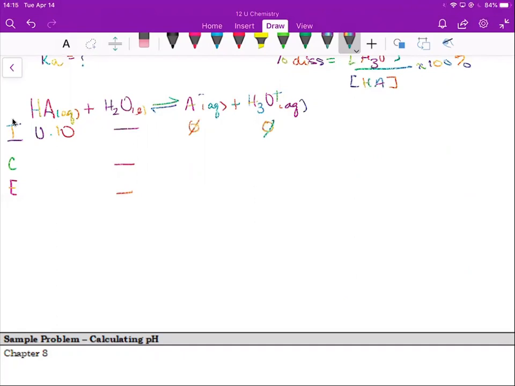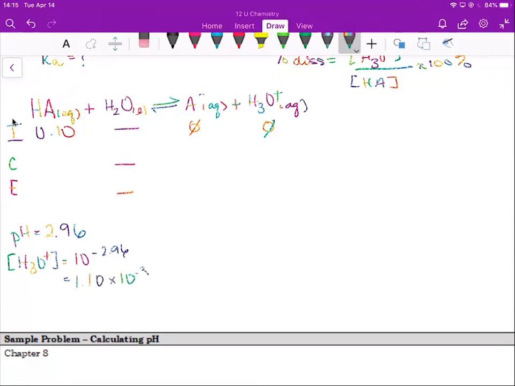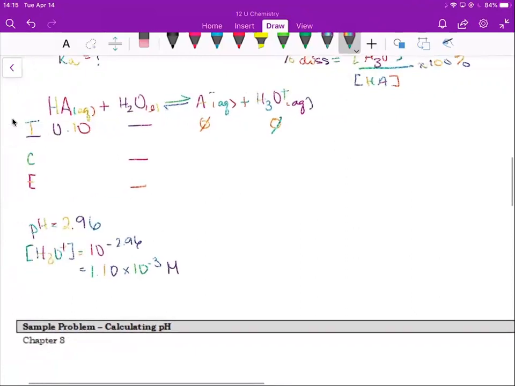Now, there was a piece of information that was given to us. The pH is 2.96. So that means my concentration of hydronium ions is going to be 10 to the power of negative 2.96. Just do that on your calculator. Oops, it's 1.1 times 10 to the minus 3 molar. So when I'm looking at this, and I know it's going to be minus x and plus x here, this is actually equal to the x value. Okay, 1.10 times 10 to the minus 3.